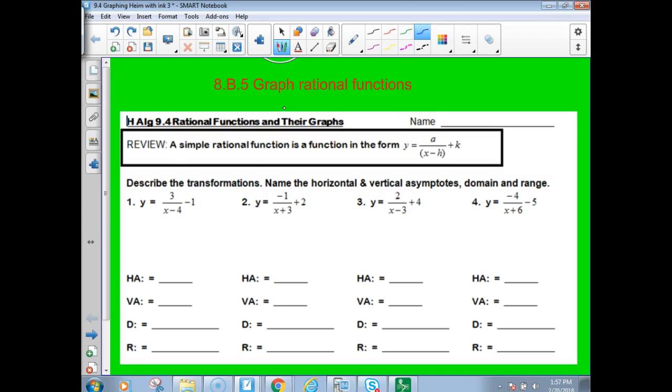All right. Today we're going to talk about rational functions and their graphs. The simple rational function in this format was a transformation of the parent graph. Remember what the parent was? Y equals 1 over x, okay?